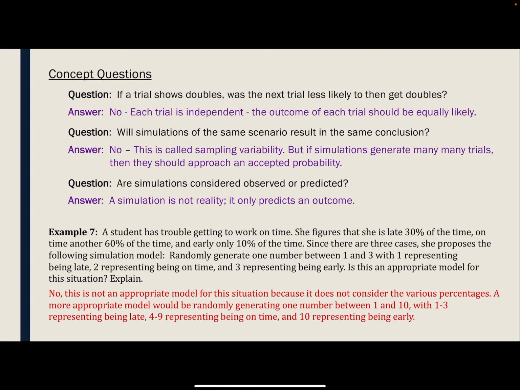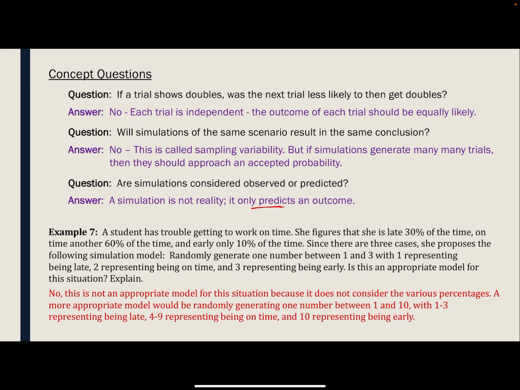The last question, are simulations considered observed or predicted? So when we're making this table, we are not observing these values. We are still making predictions. We're using random numbers to make predictions. Simulations are not reality. They are a model. So they only predict.